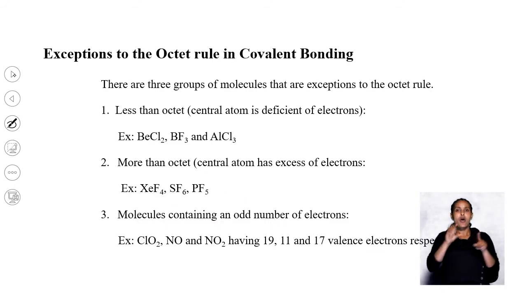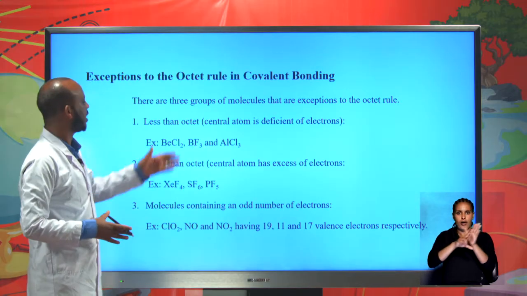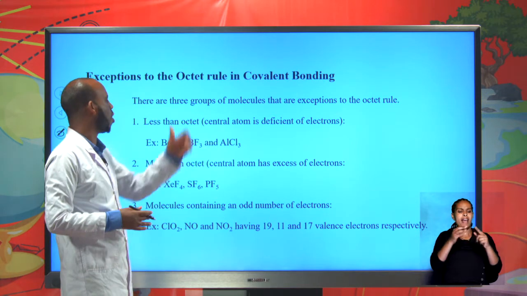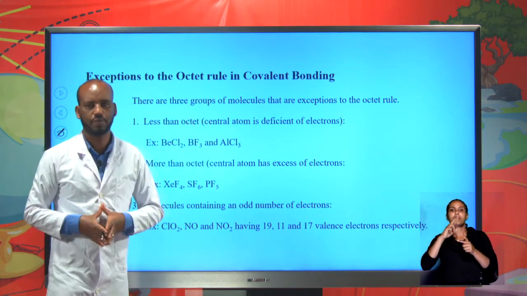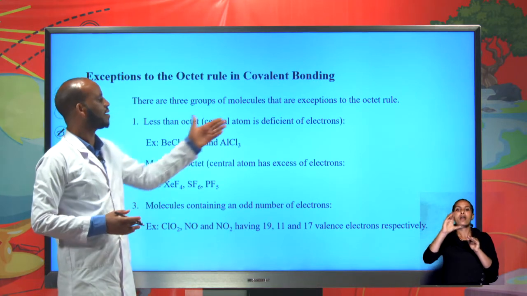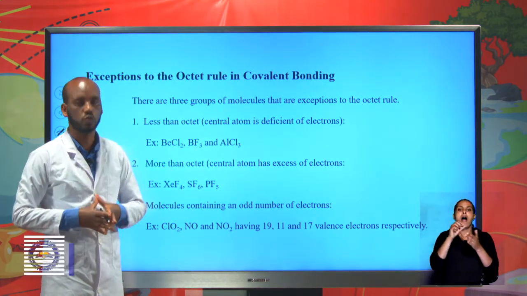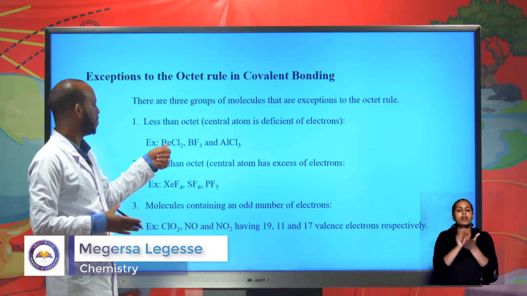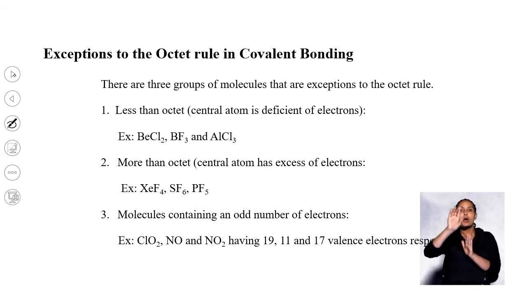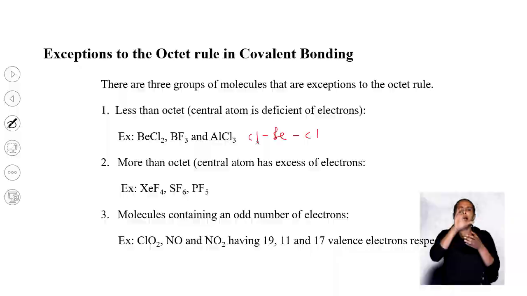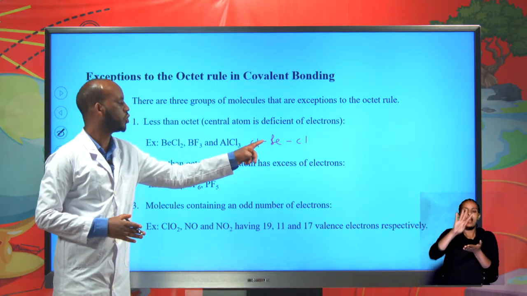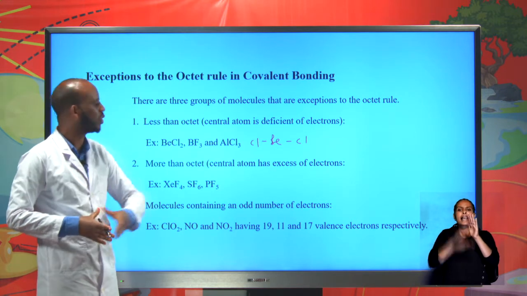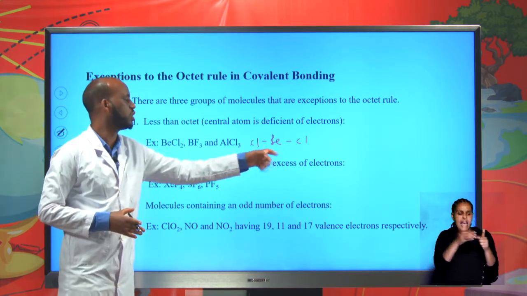Exceptions to the octet rule in covalent bonding. There are three groups of molecules that are exceptions to the octet rule. One, less than an octet. The central atom is deficient in electrons, with less than 8 electrons on the central atom. For example, beryllium chloride, BeCl2. The valence electron of beryllium is 2. How many electrons are there on the central atom? Beryllium has 4 electrons, less than 8 electrons on the central atom. This is an exception to the octet rule.